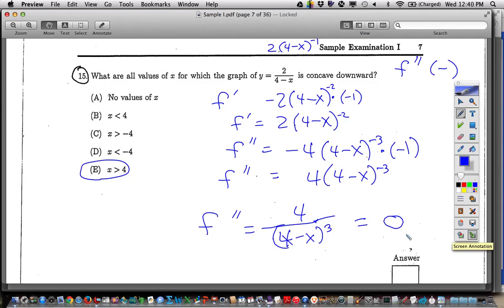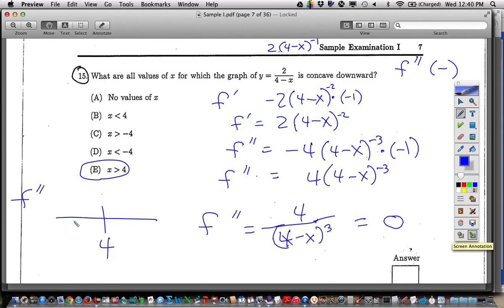But now where will it be undefined? At 4, right here, because you get a 0 on the bottom. So what we find when we have fractions for derivatives and we want to do number lines, we end up checking when the top is 0 and when the bottom is 0, because we get both parts of that, when it's 0 and when it's undefined. So it's at 4. So right away that makes you think you're probably looking at one of these here. So I think you end up getting it right, yeah.